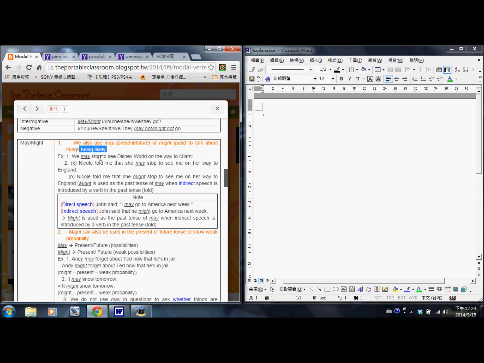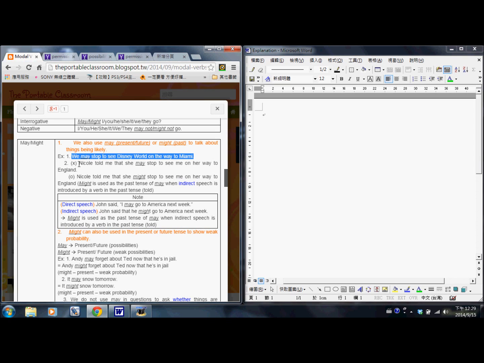Number one, we may stop to see Disney World on the way to Miami. This is a correct sentence because it actually talks about the future. It hasn't happened yet. They haven't gone to Miami. So they are about to be on their way to Miami, and they say, we may stop to see Disney World. You're about to make the trip. So this sentence is talking about what's going to happen in the future.